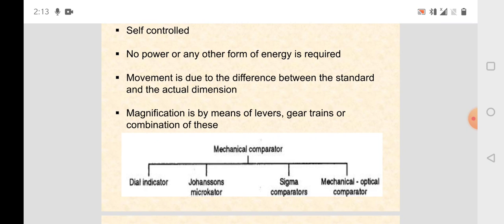So the movement of that probe or plunger can be magnified with the help of a certain mechanism, and that mechanism can be a gear train, springs, or levers. It is just a mechanical assembly of various parts or links which converts that motion into another motion, and that gives you the comparison between the standard reading and the actual dimension.